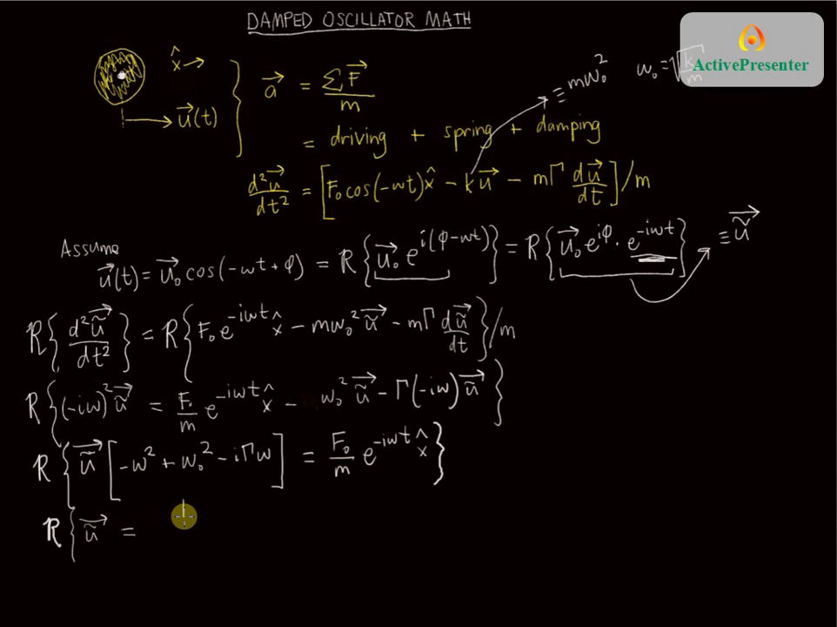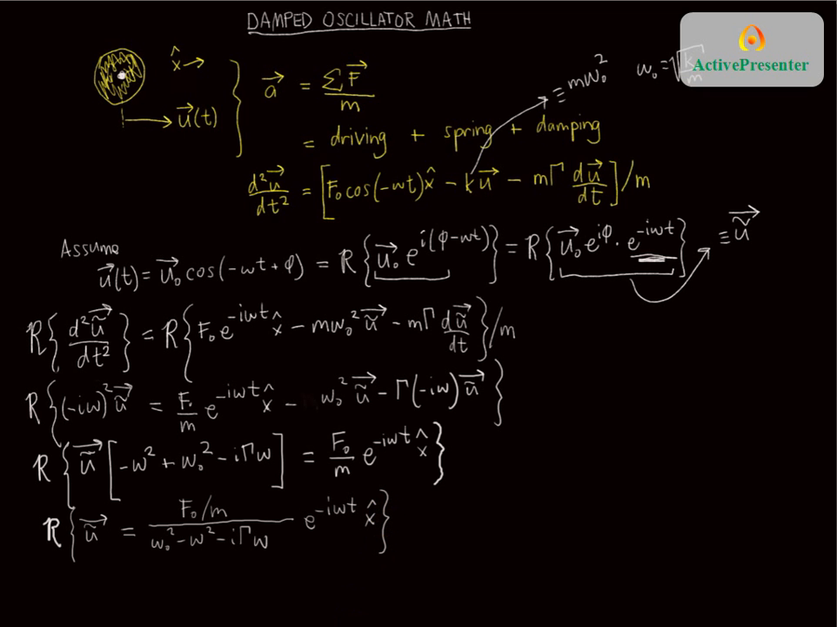That will give me, and I'll group my terms here, f naught over m. Then all that stuff over here comes over as a denominator: omega naught squared minus omega squared minus i gamma omega. And then there's an e to the minus i omega t, and there's an x hat.